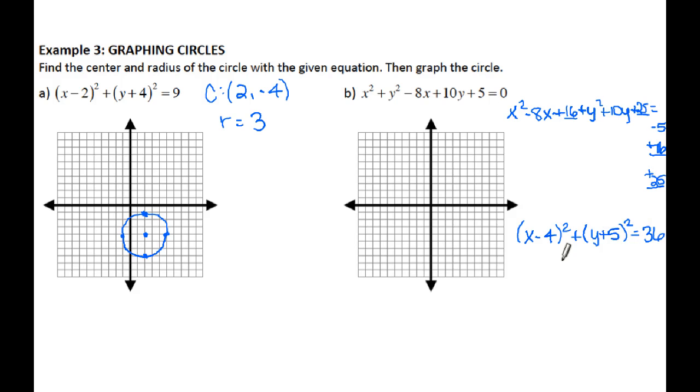And now that this is in standard form, we can figure out your center. So that's going to be at (4, -5), and your radius is 6. So I'm going to go ahead and plot my center, (4, -5).